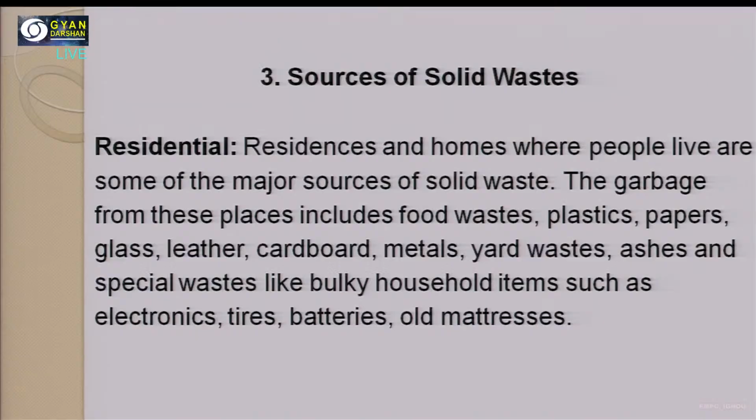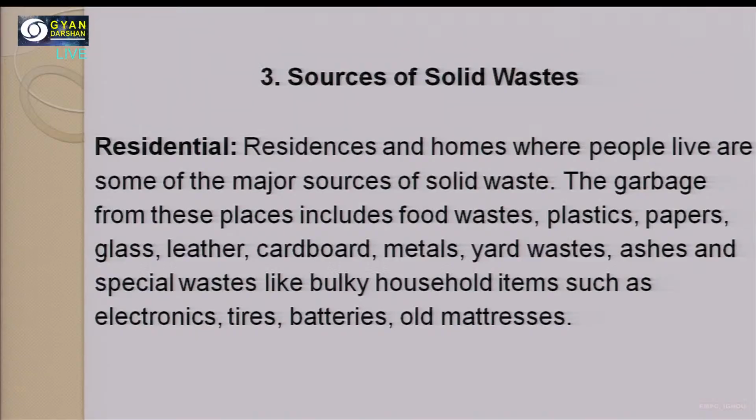As we can say, there may be another way of categorizing, like biodegradable and non-biodegradable waste. The biodegradable category is the organic waste, and paper too we can say is biodegradable, but under the non-biodegradable category we can say plastic or glass, etc. Now, sources of solid waste.